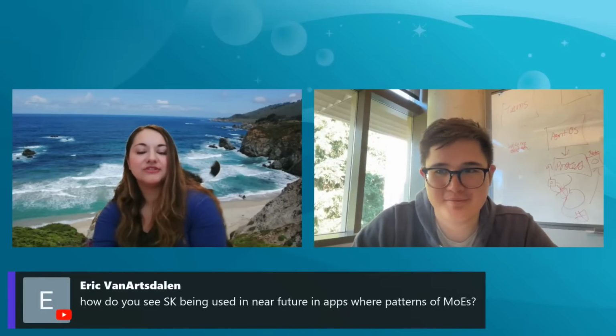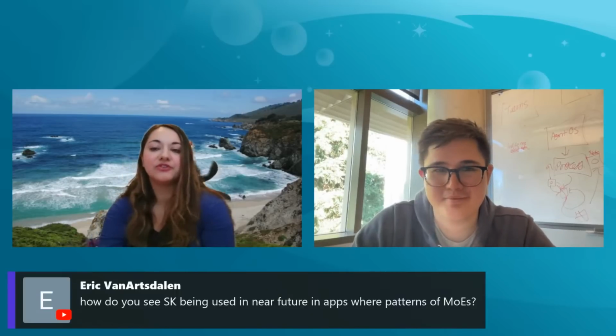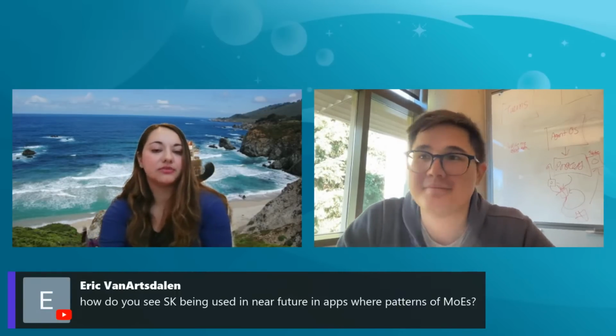And it looks like, oh, go ahead, Sophia. Oh, yeah. I was just going to say, it looks like Eric gave the acronym, so mixture of expert multi-agents. So just repeating the question, how do you see Semantic Kernel being used in the near future in apps where patterns of mixture of expert multi-agents are present?